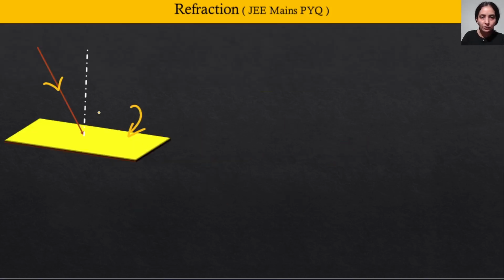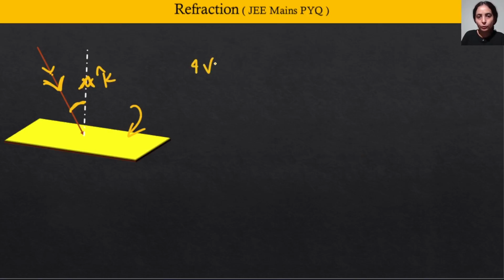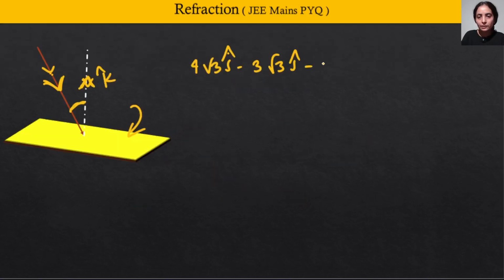So if this is the xy plane, here you have made the normal. The normal must be, if this is the outward normal we make, so this is k cap, right? And if we calculate the angle between this vector and this vector, we can get this angle, right? So how can we calculate it? By taking the dot product of these two vectors. We know what this vector is. What is the given vector? 4 root 3 i cap minus 3 root 3 j cap, and then what is for k cap? Minus 5 k cap. So this is minus 5 k cap.